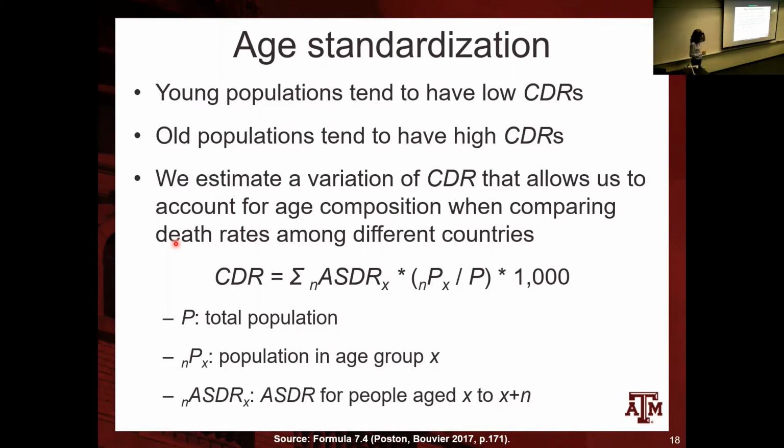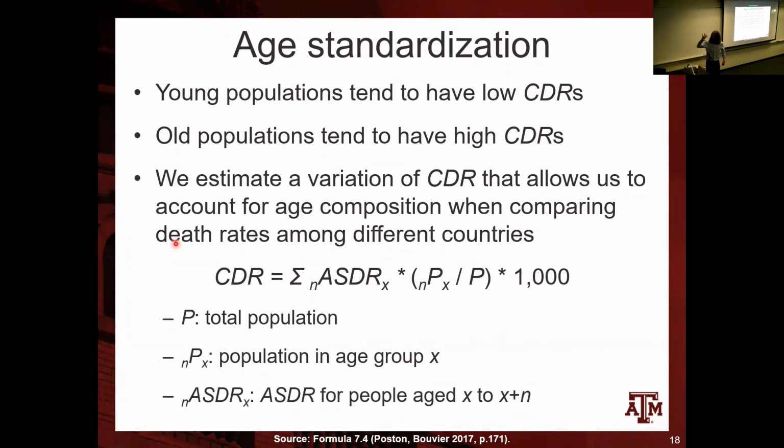So the basic formula for that is pretty much you get the age-specific death rate for a specific country, and then the population in that same age group that we're considering here, divided by the total population, multiplied by 1,000. And of course, since you have several age-specific death rates, you have to add them all. But this proportion here is the proportion of people in each one of the age groups.